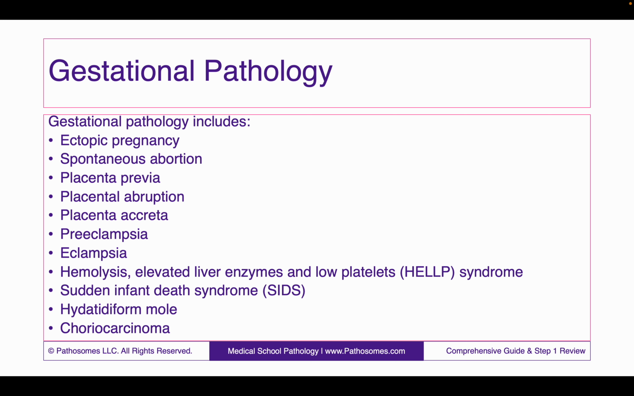Pathology that we're going to talk about is going to include ectopic pregnancy, which is a medical emergency, spontaneous abortion, placenta previa, placental abruption, placenta accreta, preeclampsia and eclampsia, HELLP syndrome, SIDS, a hydatidiform mole, and choriocarcinoma.